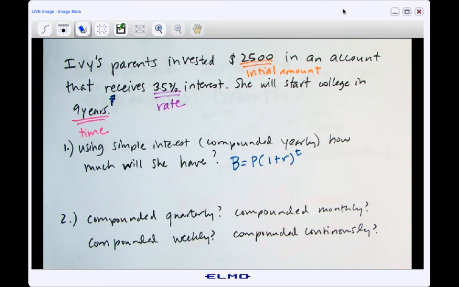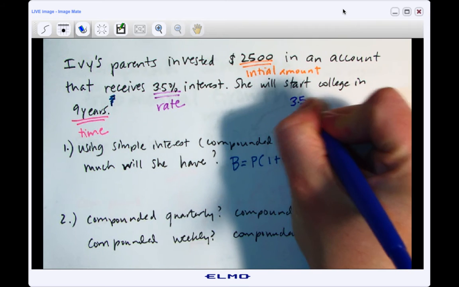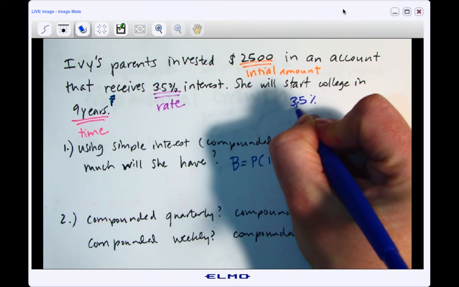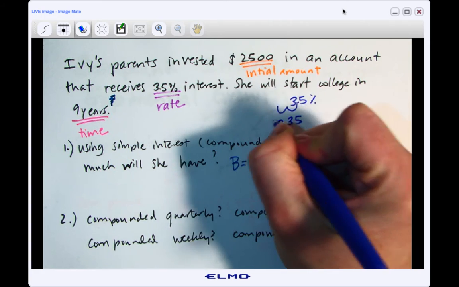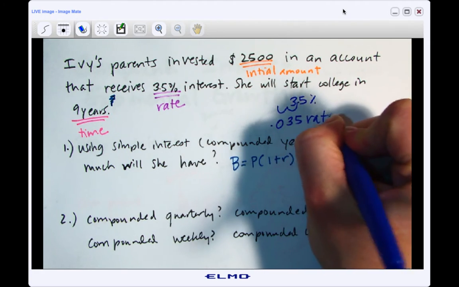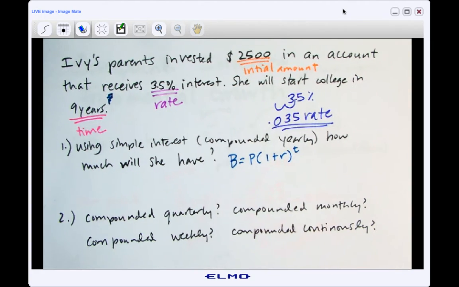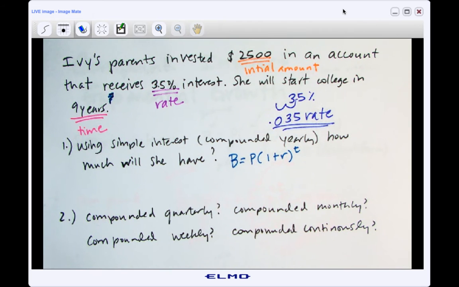So that's how much she's going to be depositing in the bank. And we know that the rate is 3.5, but we know that we have to convert that to a decimal. So how do we convert percents to a decimal? If we have 3.5%, we want to move the decimal point 2 places this way. So we're going to have a 0, 3, 5. So this will be my rate. It'll be 0.035 when we use it in our equation.